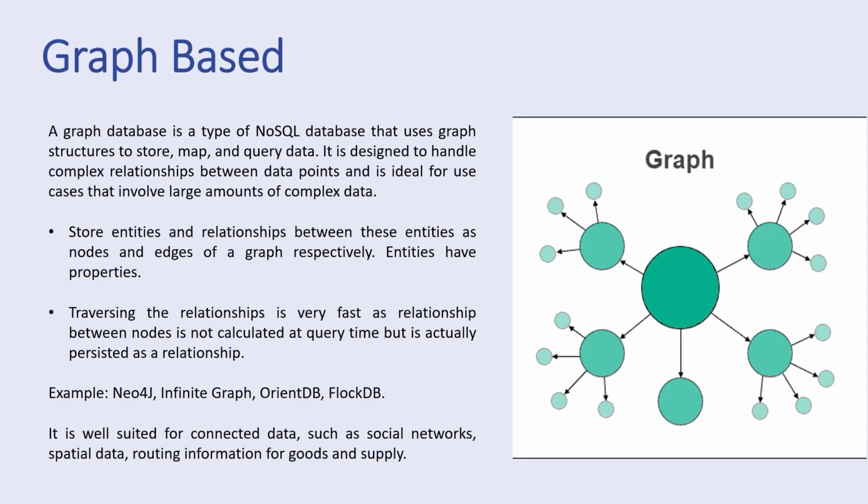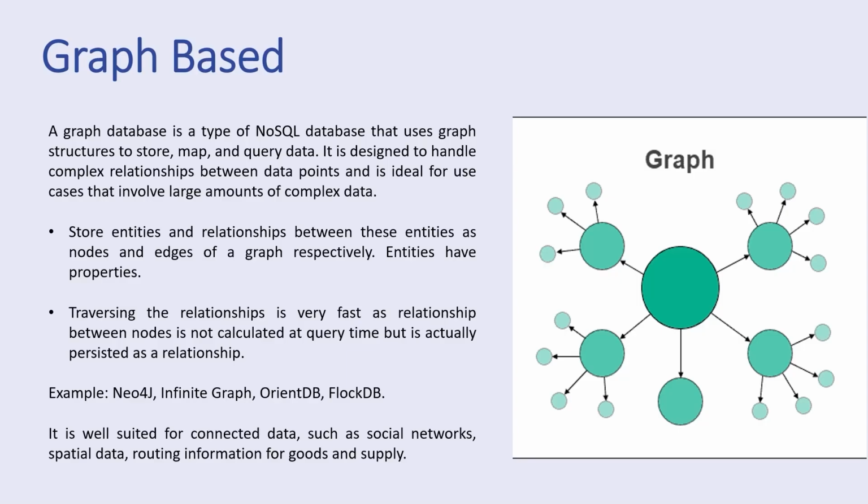Graph-based. A graph database is a type of NoSQL database that uses graph structure to store, map, and query the data. It is designed to handle complex relationships between data points and is ideal for use cases that involve large amounts of complex data. It stores entities and the relationships between these entities as nodes and the edges of a graph respectively. Entities have properties. Traversing the relationships is very fast as the relationship between nodes is not calculated at query time but is actually persisted as a relationship.